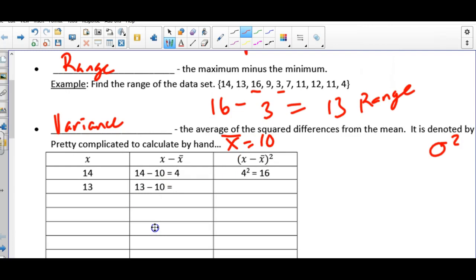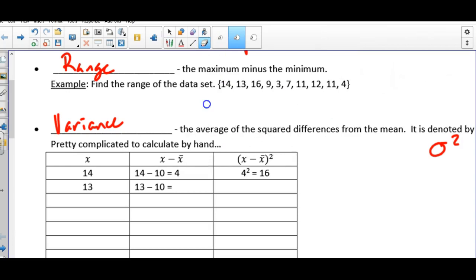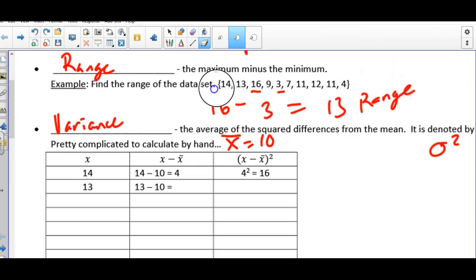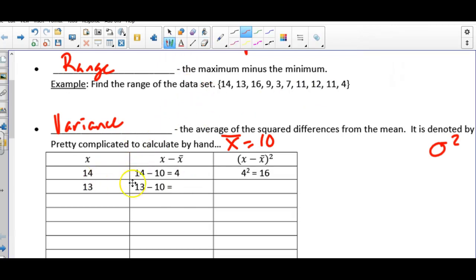So what you do is you take your value and you subtract the average. I already found the average for you. The average is 10. So I will take my value 14. 14 minus 10 is 4. And then I just square it. 4 squared is 16.